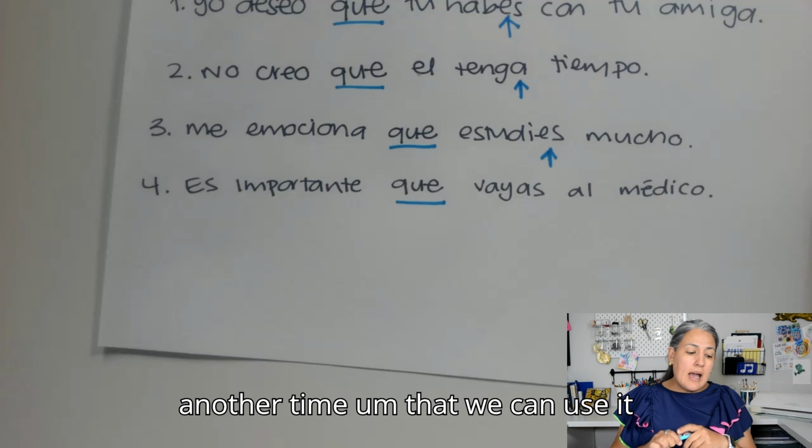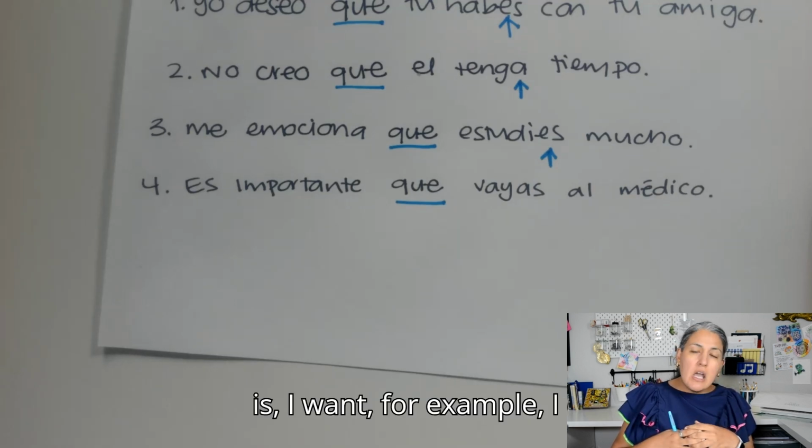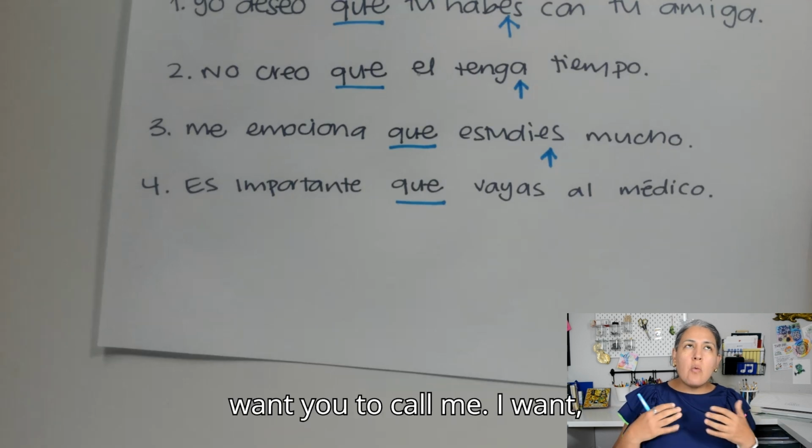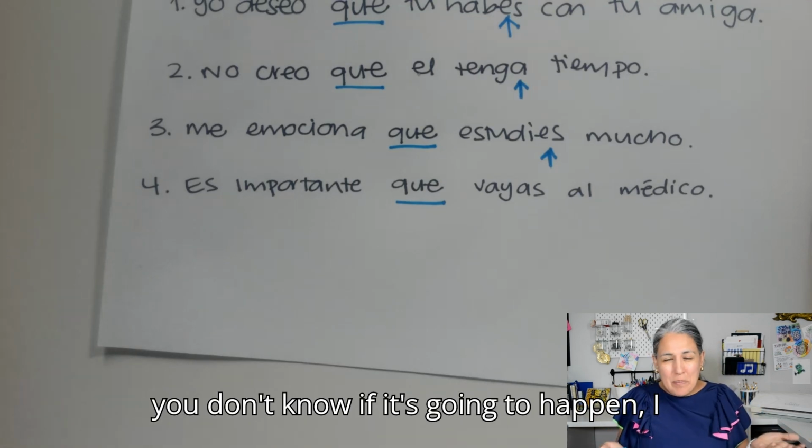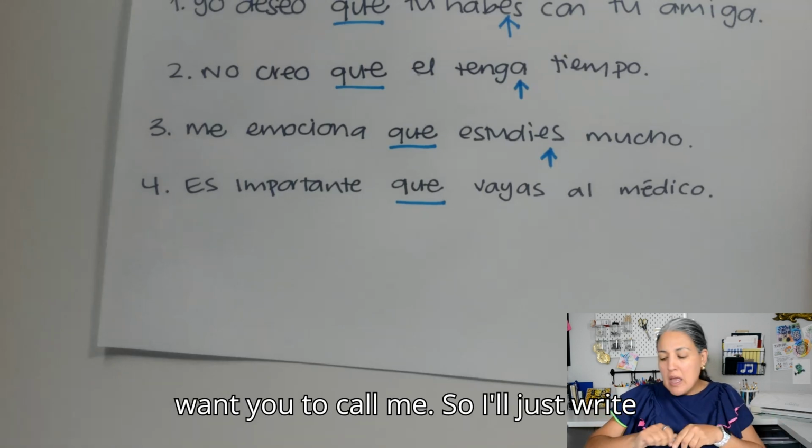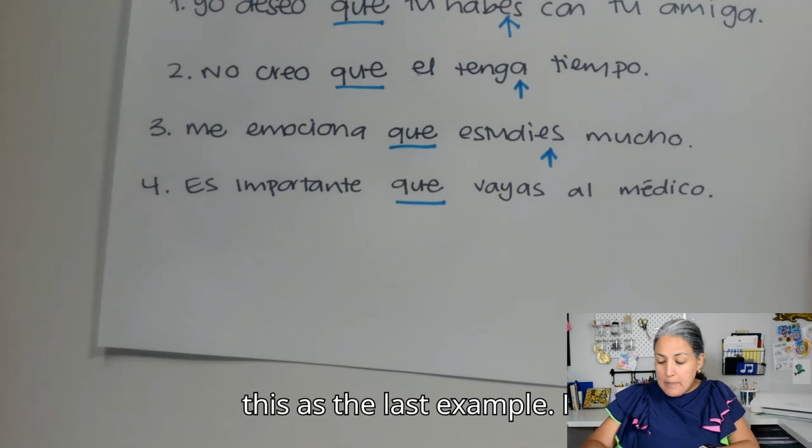So another time that we can use it is, for example, I want you to call me. You don't know if it's going to happen. I want you to call me. So I'll just write this as the last example.